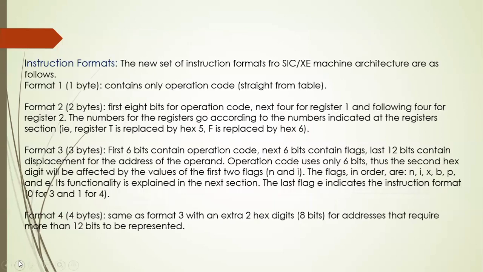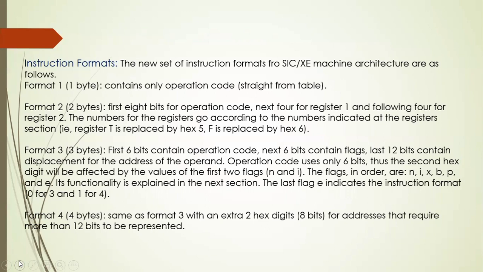Now we'll see the instruction formats. Basically there are 4 instruction formats. These instruction formats are very important in order to decide the location of the particular instruction. So we'll see what the instruction formats tell us. Format 1 consists of 1 byte and it contains only the operation code. Format 2 consists of 2 bytes. The first 8 bits are for the operation code, the next 4 are for register 1, and the following 4 are for register 2. The numbers for the registers go according to the numbers indicated in the register section.